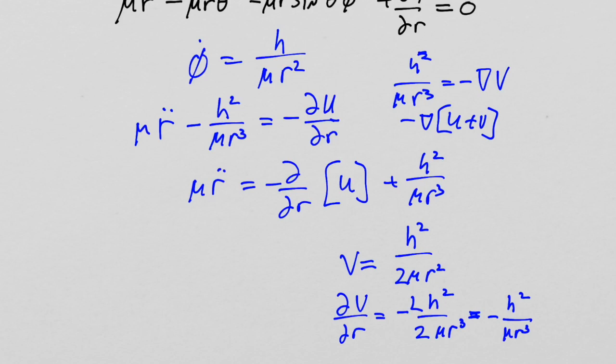And the force is the gradient of this, right? Or the opposite of the gradient of that. So this becomes a plus. And so we can now write mu r double dot is minus partial r of u plus h squared over 2 mu r squared.